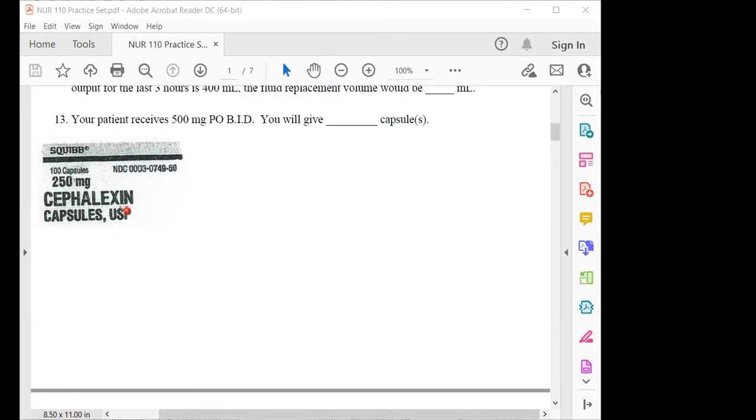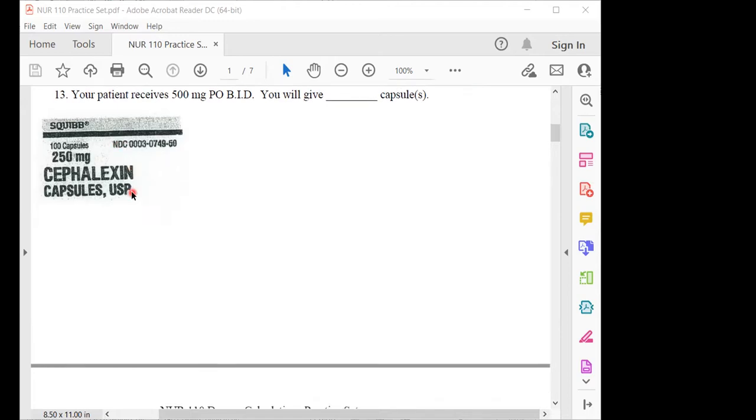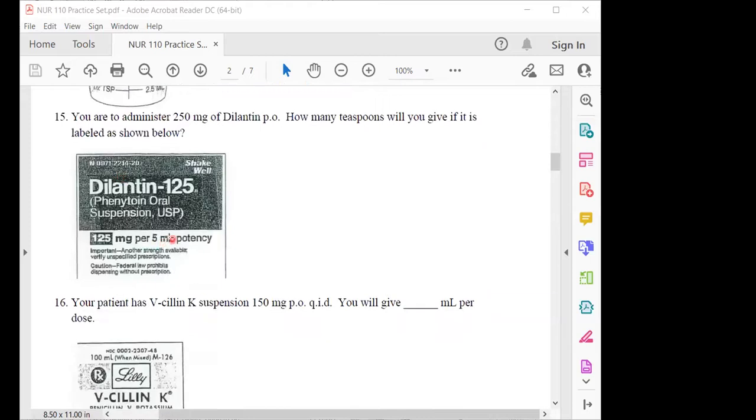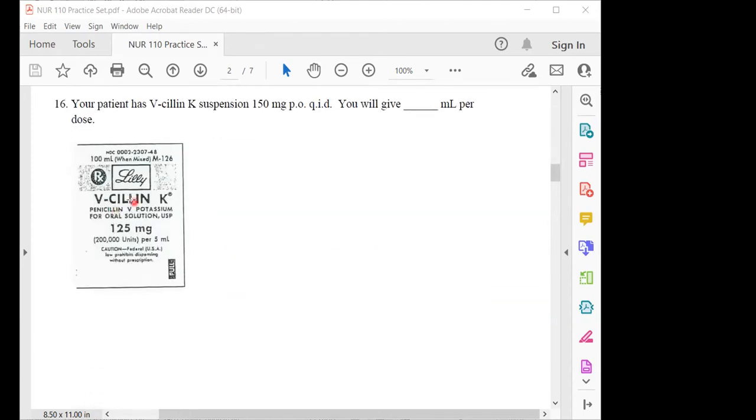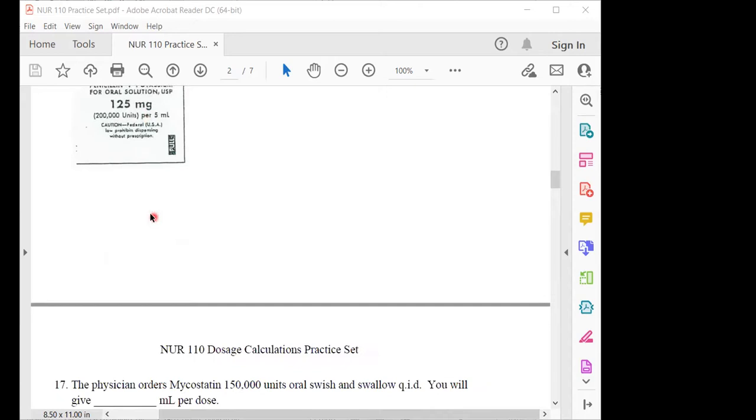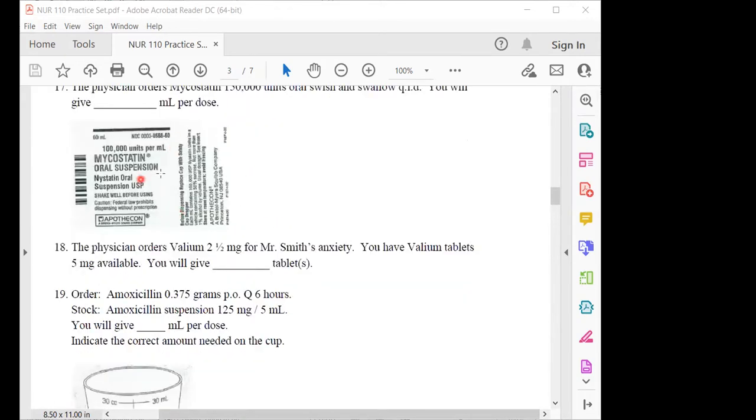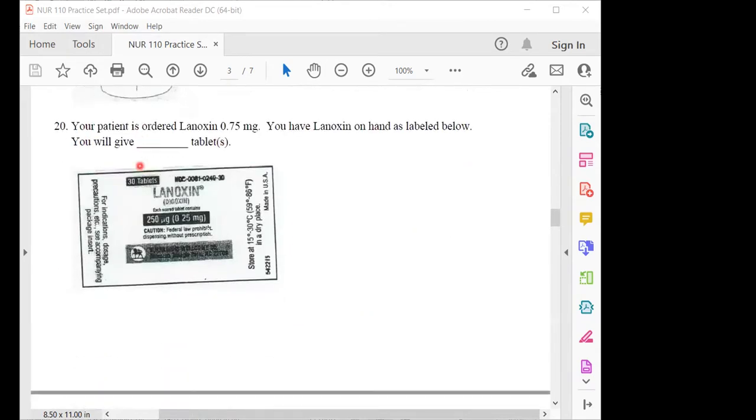One of the things you want to pay attention to is familiarizing yourself with this. One of the things that I found helpful for myself, and what other students have found helpful, is to go through and just look up different pictures of drug labels and get an idea of what these things look like, because some of them look different. Some of them look like this. You can see Dilan, it says 125, and then there's a strength. V-Cillin K tells you 125 and some other information here. And we're going to go through this stuff, so don't get all worked up just yet. Mycostatin, and you can see what some of the strengths and concentrations are associated with that.